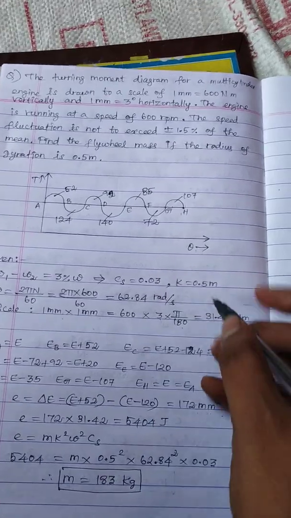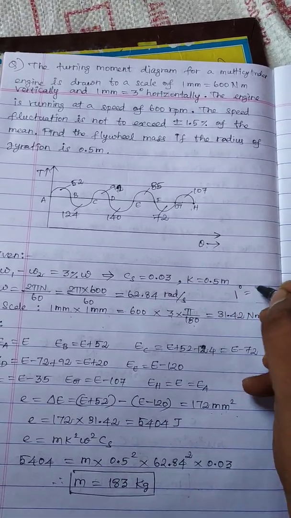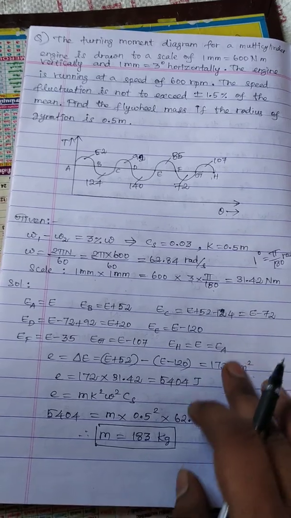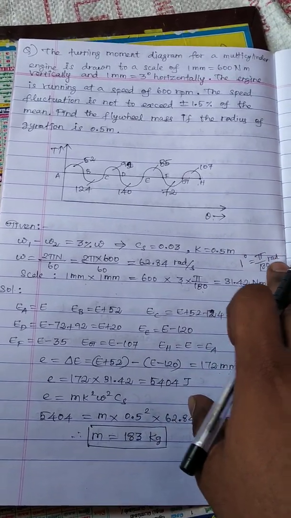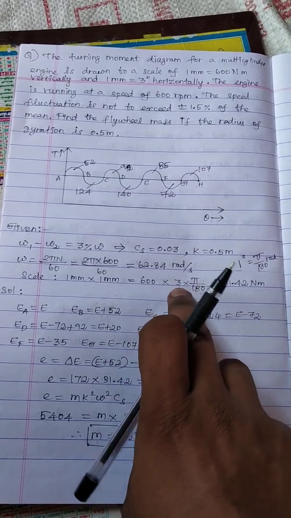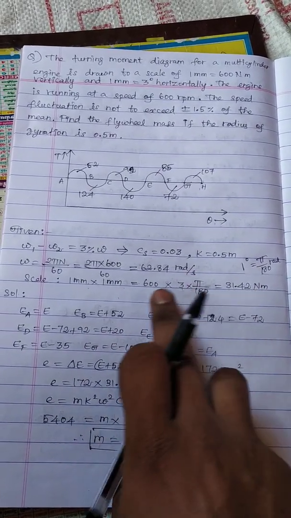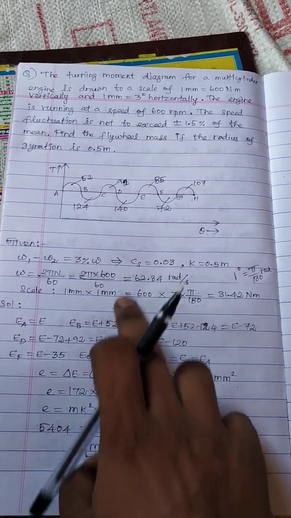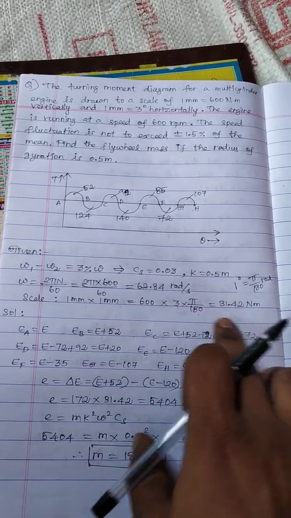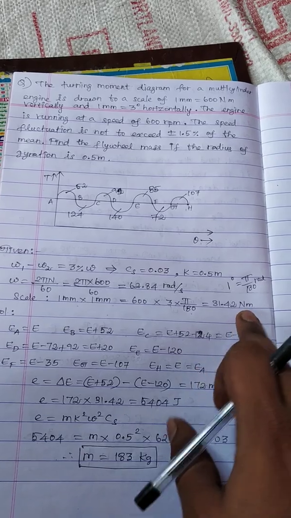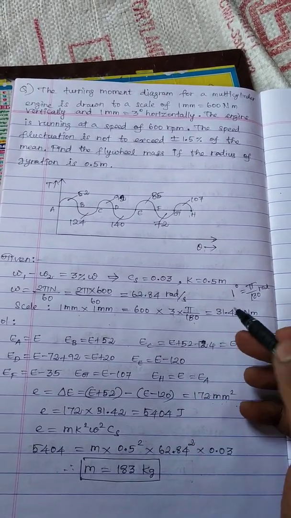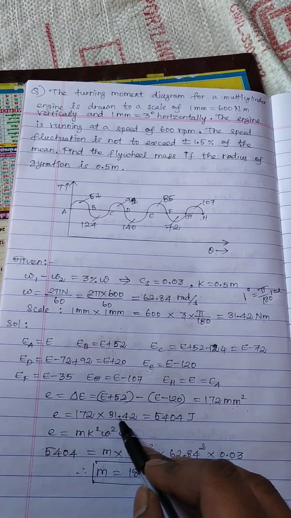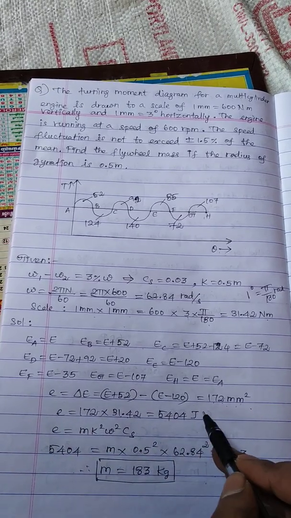1 degree is equal to pi by 180 radian. For the energy calculation, we have to substitute radian, not degree. So I take 3 into pi by 180. Next, in the y-axis, 1 mm means 600 Newton meter. If you multiply these, you will get the energy for 1 mm square. Newton meter is also known as joule. For 1 mm square, it is 31.42 joule. Here we have 172 mm square, so just multiply with 31.42. You will get the maximum fluctuation of energy.